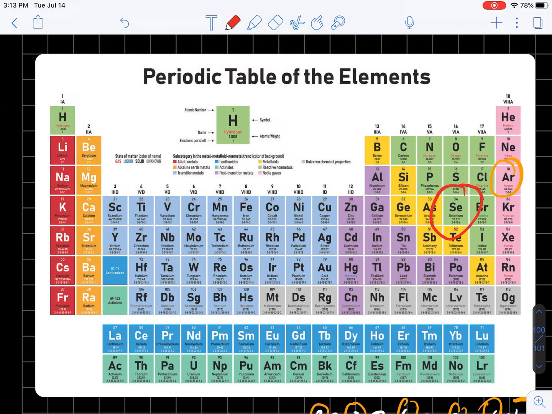Now, let's work our way back down to the next lower noble gas. It has to be lower. You can't go higher because you don't have those electrons, but we can go lower. So this is going to be an argon core.